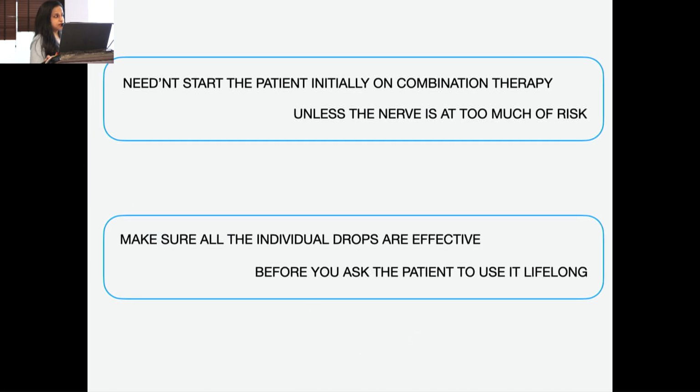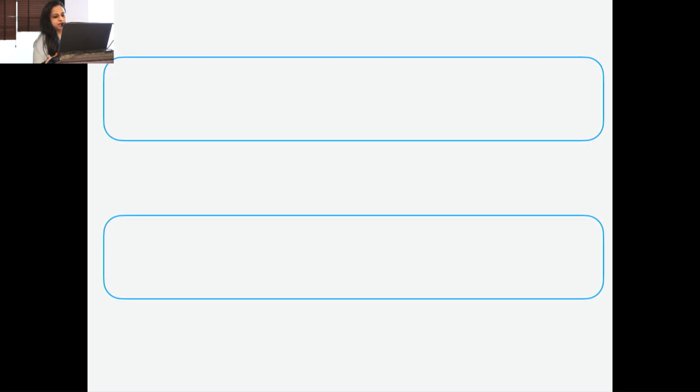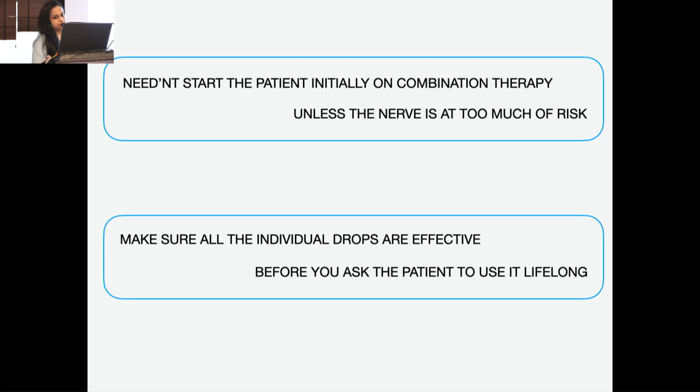And one thing which I wanted to tell is, as madam rightly said, now we have the triple drug combination. We see lots of patients coming with a triple drug combination which has been started for the first time. We never know whether each drop is acting or not. It doesn't mean that all prostaglandins will act in all the eyes. Beta blockers, same with that. So you have to make sure that each drop is acting. Only then you ask them to continue it for the lifetime.